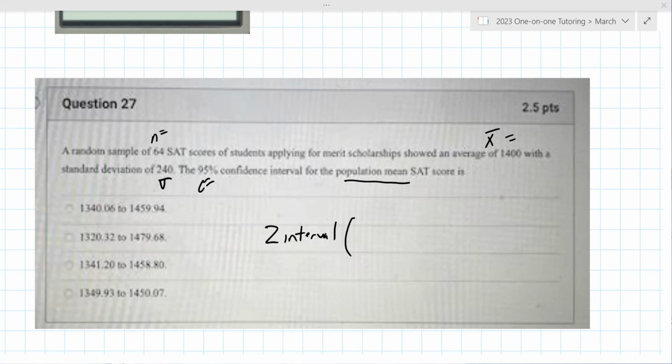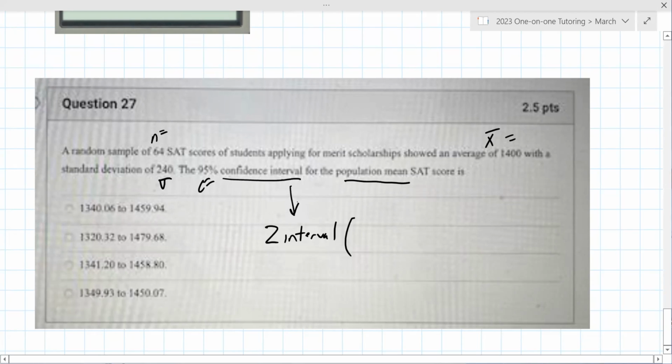Did you get anything that's here? Any questions on how to do that? Nope, that was pretty straightforward. Great. So the key here is that it says confidence interval. That's how you know you're going to use a z interval on that.